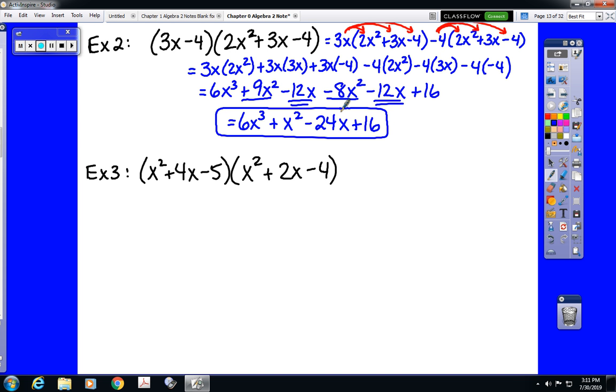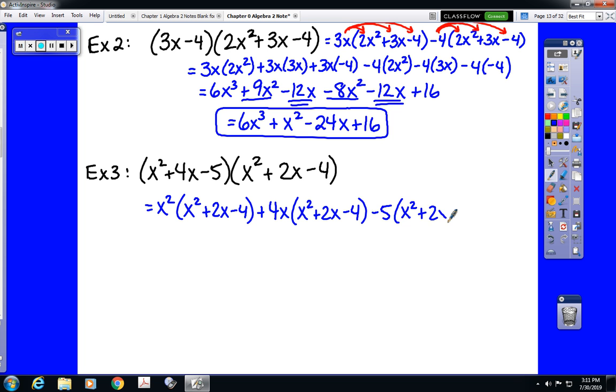Now, this next example is 2 trinomials, which means the problem is going to be bigger. Because the first time, we're going to say, okay, we have to do the first term, x squared, times the second polynomial, x squared plus 2x minus 4, plus the second term, 4x, times the second polynomial, plus the third term, negative 5. Times x squared plus 2x minus 4.